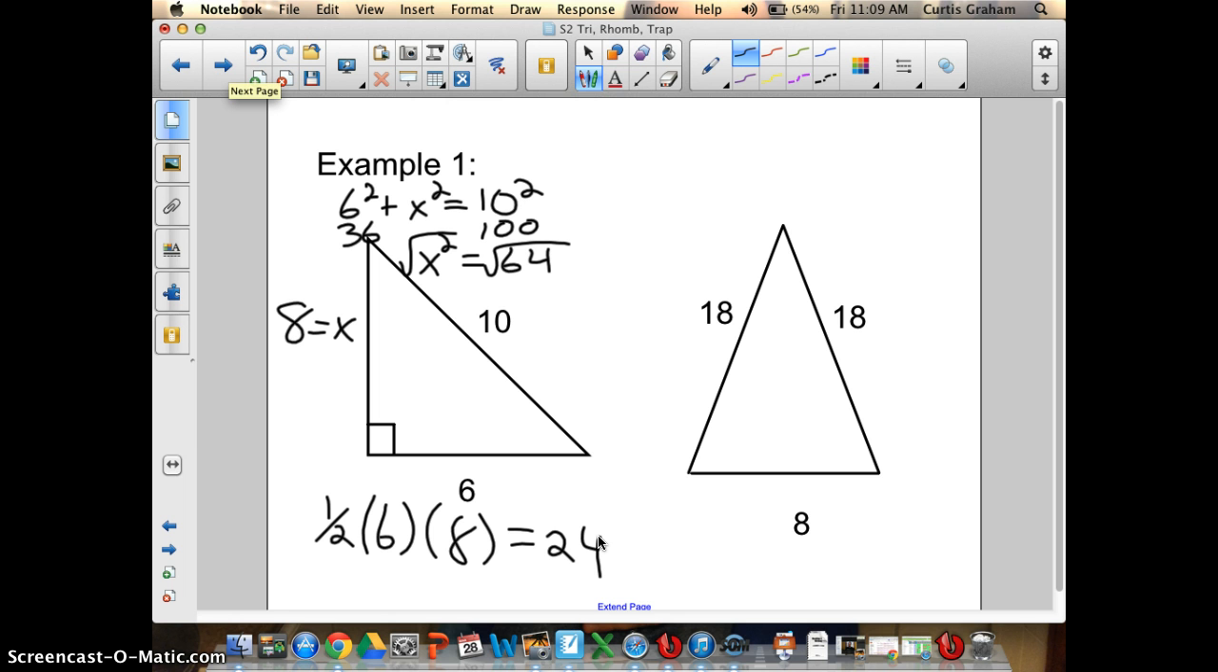Okay, this triangle is a little different because it's not a right triangle. I can't figure out the base and the height real easily. I'm going to have to draw my height in, and then I'm going to have to use some math to figure it out. First off, I know it's an isosceles triangle because the sides are the same. So that means this altitude is also going to split this side in half. This is going to be 4, and this is going to be 4. And look at that. Now I've got a right triangle. So I'm going to figure out my height first. 4 squared plus h squared equals 18 squared.